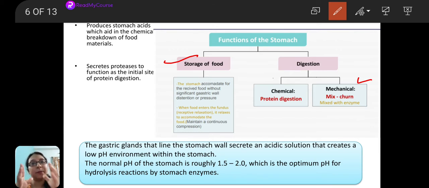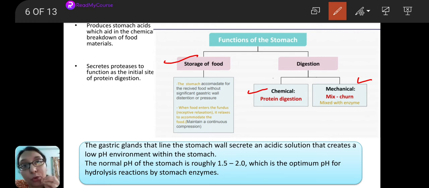After that it becomes ready for chemical digestion. So first of all, what it does is it churns the food and breaks it down mechanically into smaller particles. After that, what happens is chemical digestion. And the most important part of the stomach in digestion is that it helps in protein digestion. Specifically, it helps in protein digestion.